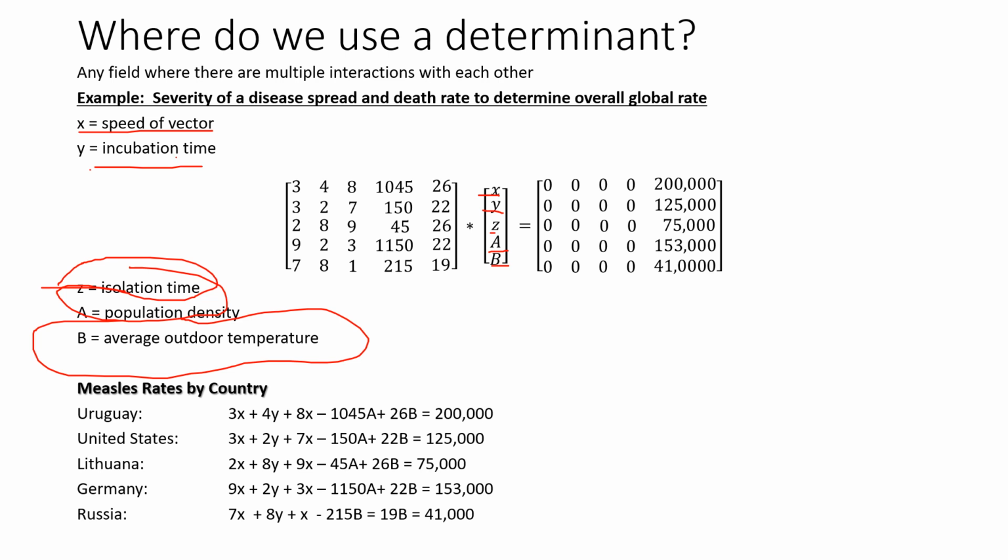And these could be the equations for the incubation time, vector, isolation, population, and average outdoor temperature for 5 countries. And we can determine, for these 5 countries, what the overall global rate is. You can see I've just made this equation for, let's say, Uruguay: 3x plus 4y plus 8z, those actually should be z's, plus 8z plus 1045A plus 26B.